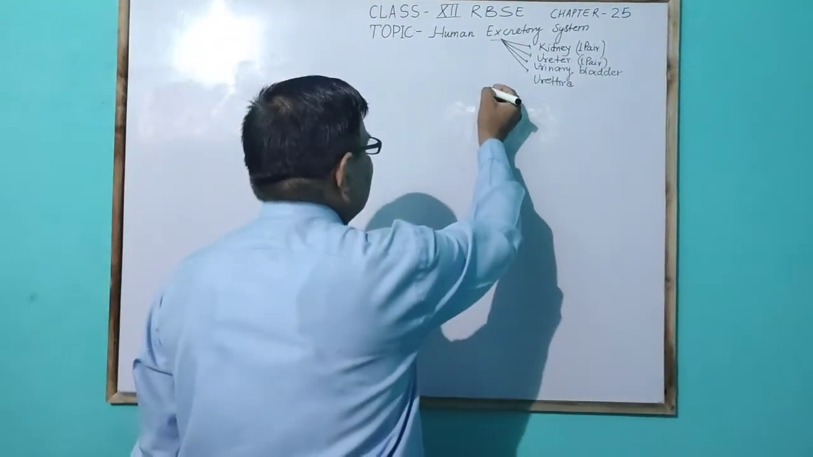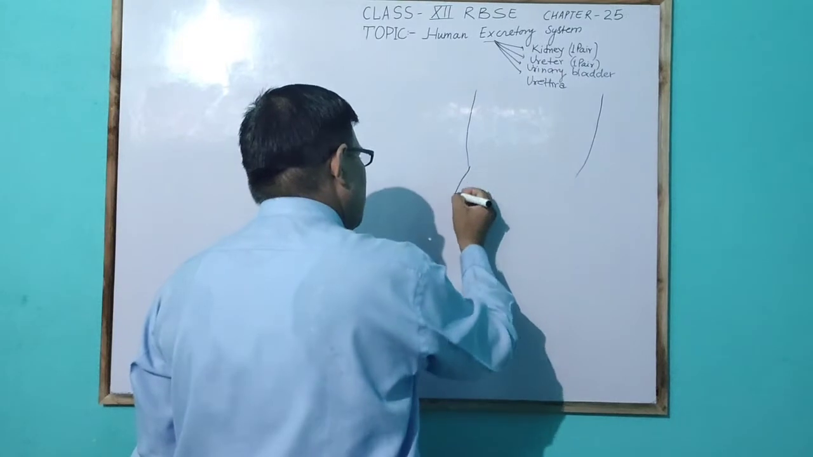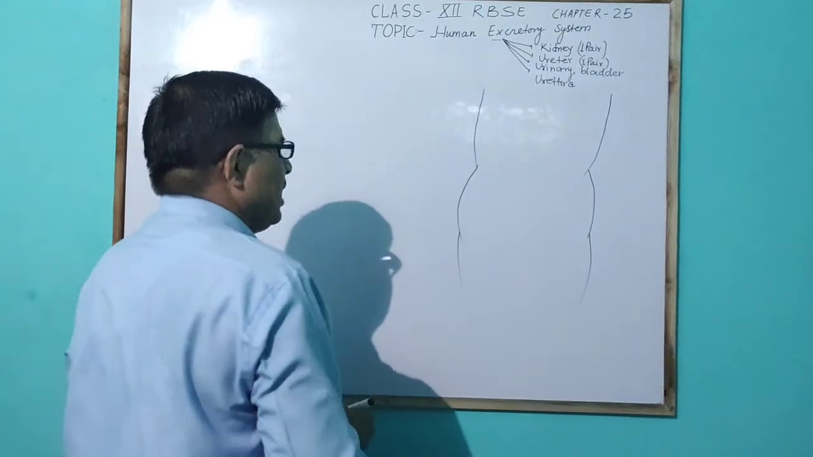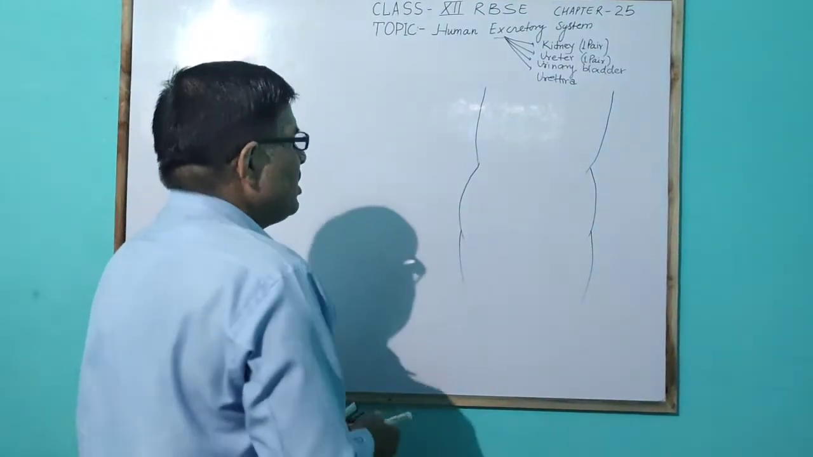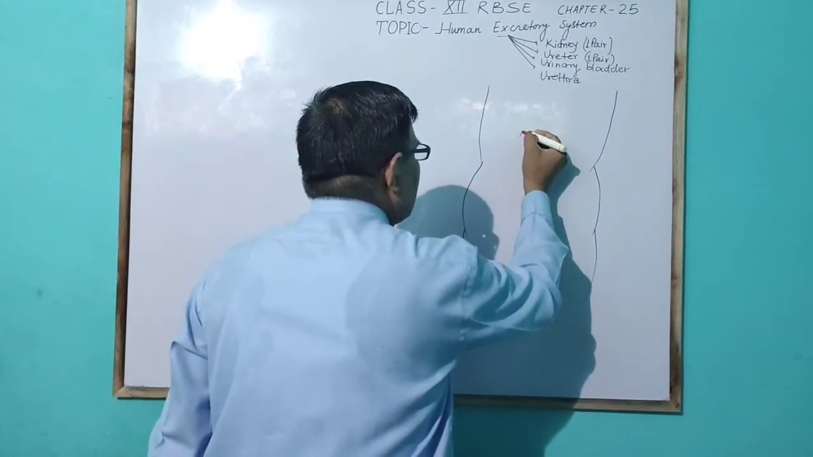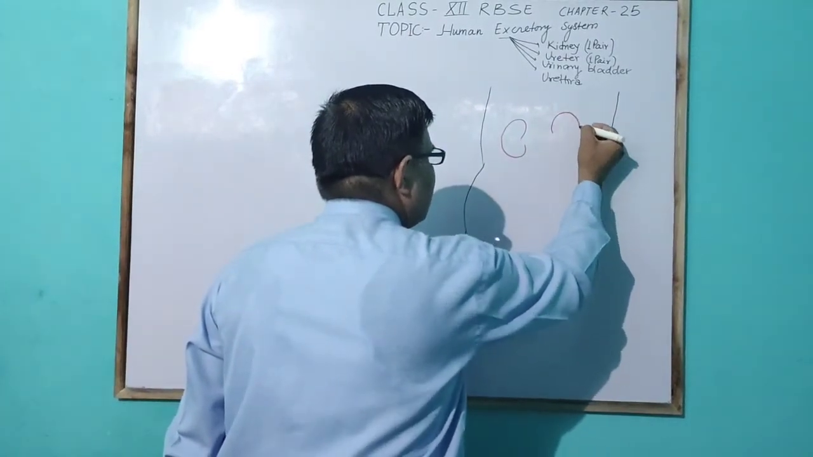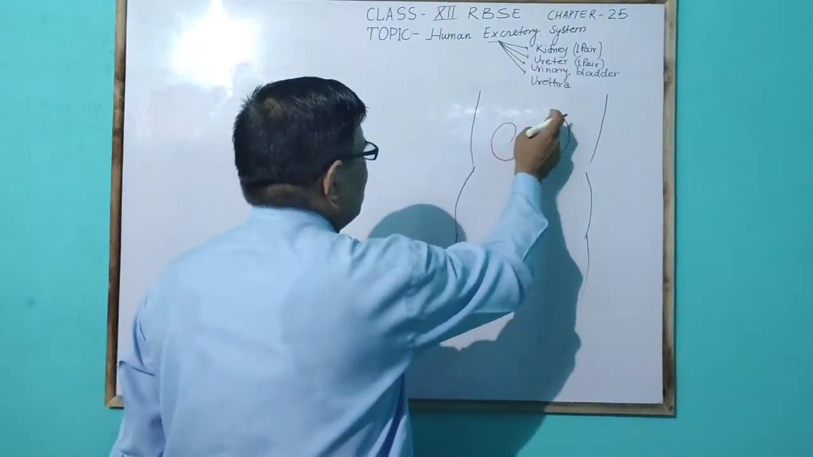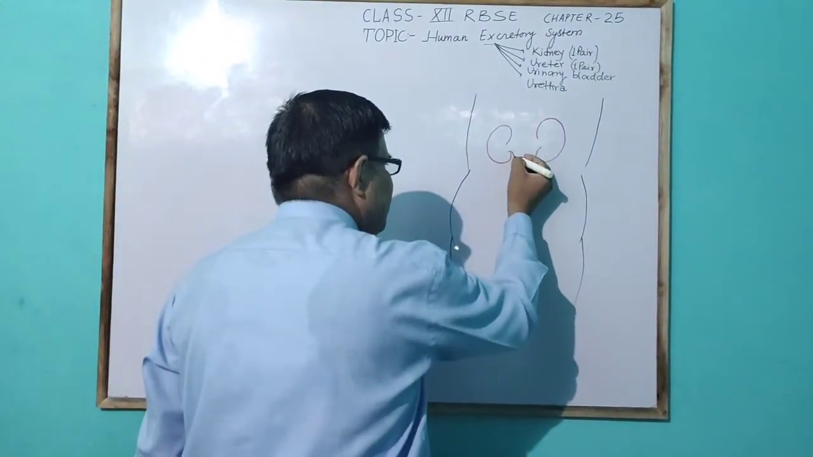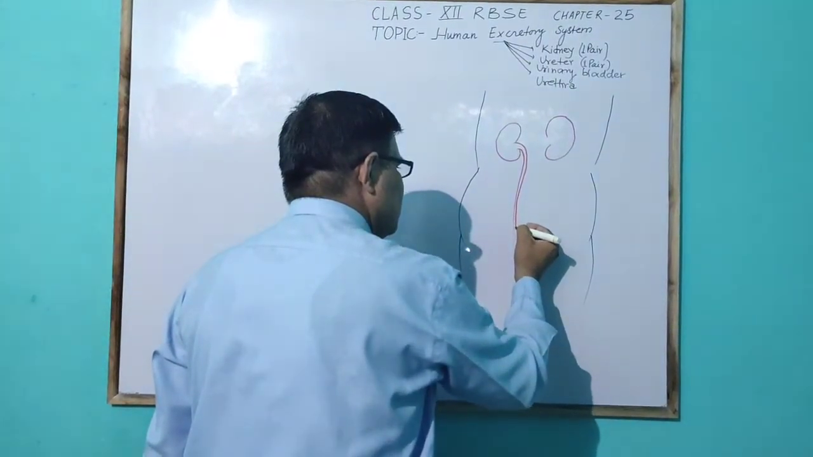Here is the structure of the human excretory system. The human excretory system has one pair of kidneys which are reddish in color. In this pair, the right kidney is somewhat lower than the left kidney. From the kidney, a tubular structure arises from the lower part. This is called the ureter.